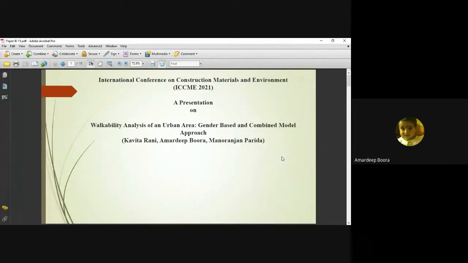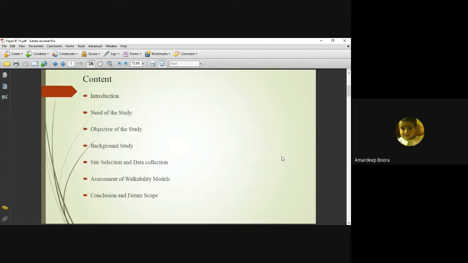So my next presentation is on the topic of the walkability analysis of an urban area on the gender basis and the combined model approach. This paper is generally contributing to creating a sustainable environment for the pedestrian. So how can we do that? These are the contents of the paper: introduction, need of the study, objective or background studies, site selection, data collection, assessment of walkability models, conclusion, and future scope.